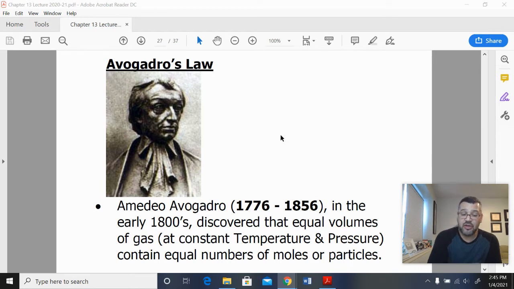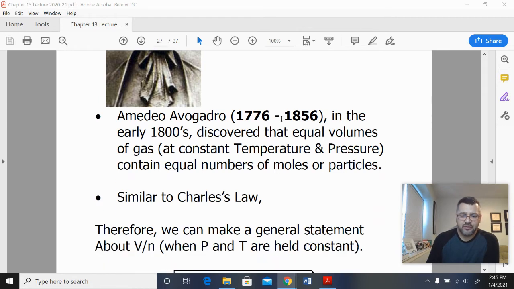And he kept the temperature and the pressure constant. How do you keep the pressure constant? Have the container expand and contract. How do you keep the temperature constant? You have to have a container that allows for energy to be released or absorbed if needed.